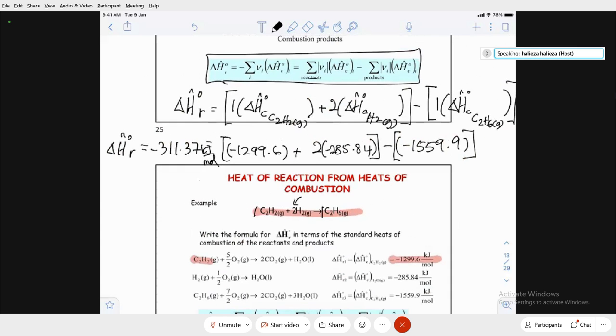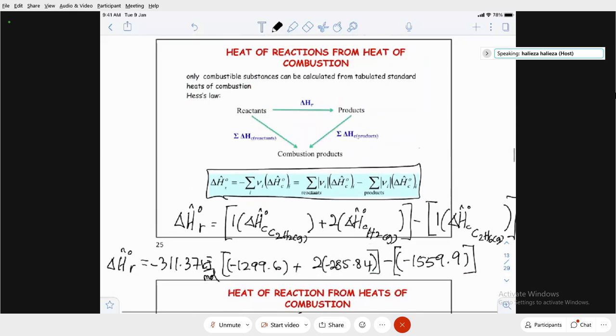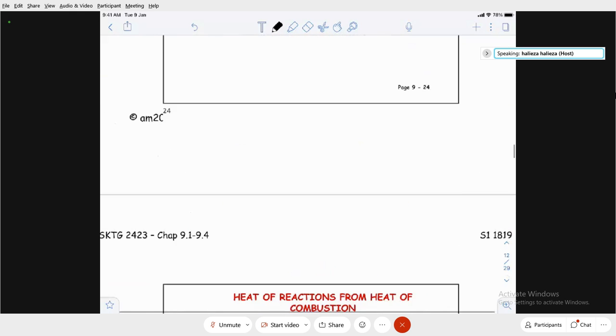Which one to choose? It's up to you. You want heat of combustion, you want heat of formation, unless in the test or in the final it is stated that you must use only one method, which might be heat of formation. Then you have to use heat of formation. You cannot choose a different method. But you have a choice if it is not stated what method. You can choose either one, heat of formation or heat of combustion. You still get the same answers. If you do both, using either method, you still get the same answer.